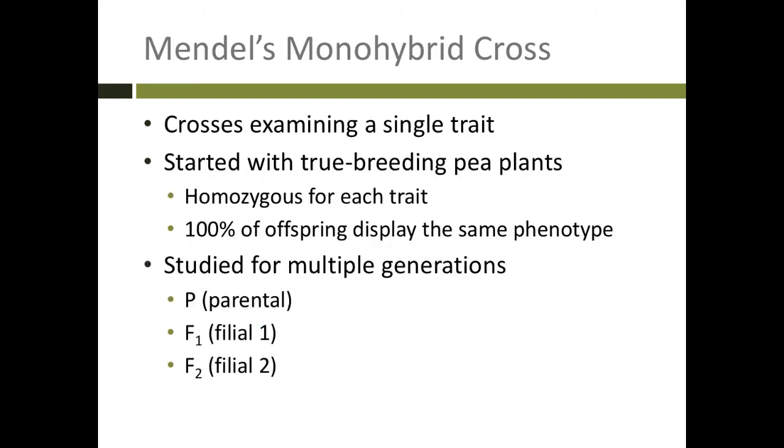Mendel started out looking at just one trait. He took his true breeding pea plants and bred them. This is called a cross. Since he was looking at only one trait, it is called a monohybrid cross. He then observed the phenotype over multiple generations. The plants he started with were called the P or parental generation. The offspring of that cross is called the F1 generation, and breeding F1 plants together gives you the F2 generation.